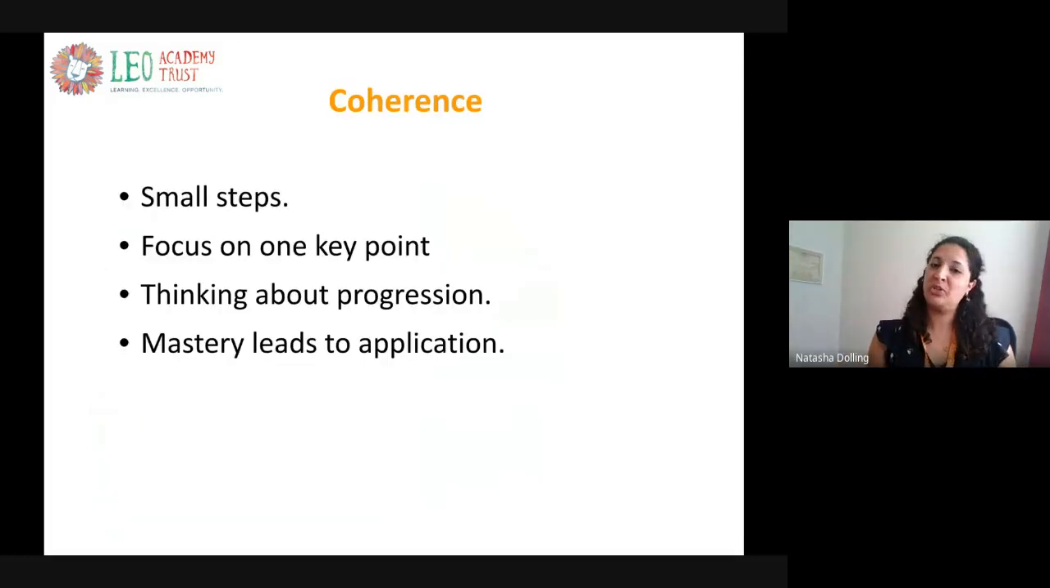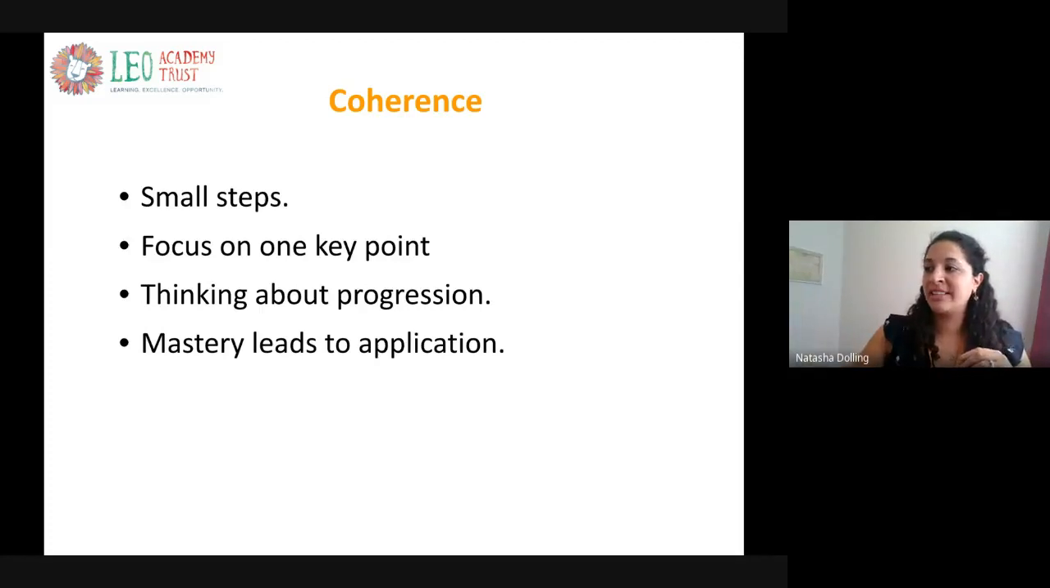So the first one I'm going to talk about is coherence. So this is coherence sort of summed up. It's small steps that you take, focusing on one key point, thinking about progression, and then mastery leading to application. Now, that all might sound a bit wordy and maybe you're not quite taking it in.